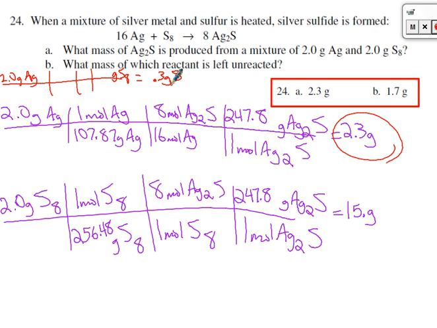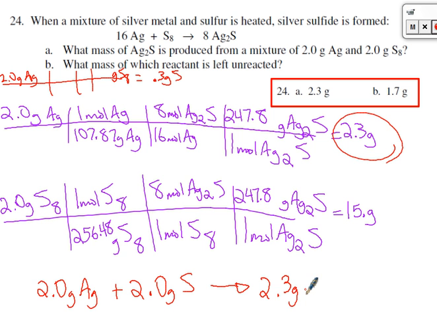That's actually the harder way using dimensional analysis. For part B, the easiest way is the law of conservation of mass. So check this out. You're starting off with 2 grams of sulfur and 2 grams of silver, right? But you're only making 2.3 grams of product. That doesn't add up. 2 plus 2 should be 4, not 2.3. So there's some leftover sulfur. So you just use some simple subtraction.